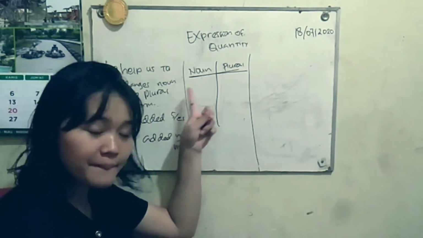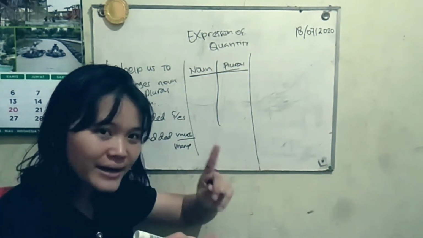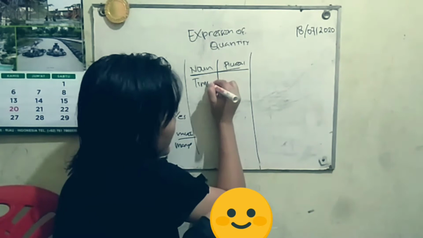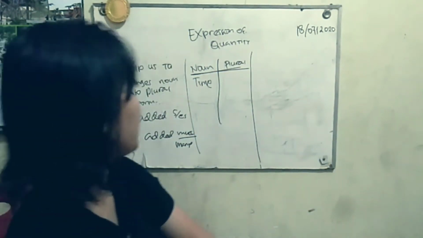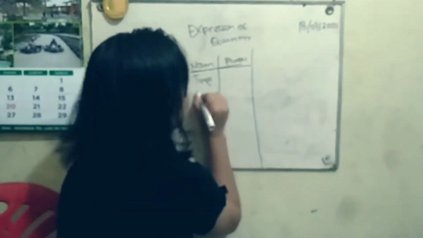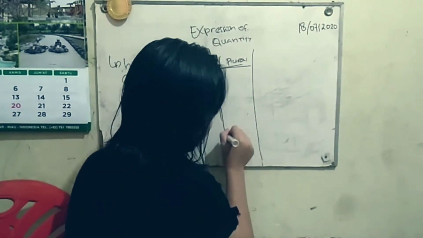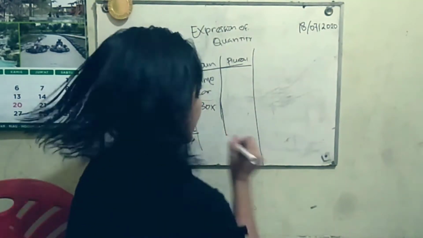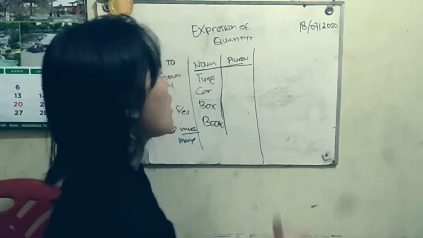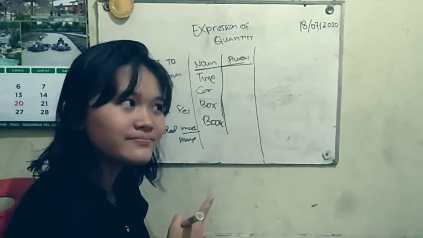Now, what are examples of nouns that you know? Number one is I want to make time, and the second is I want to make car, and then box, and the last is book. Now, what is the plural form of time?